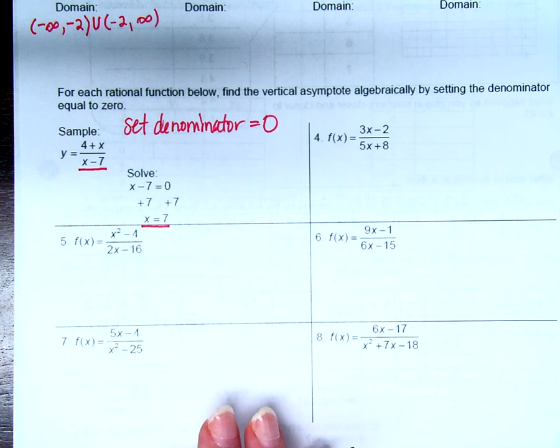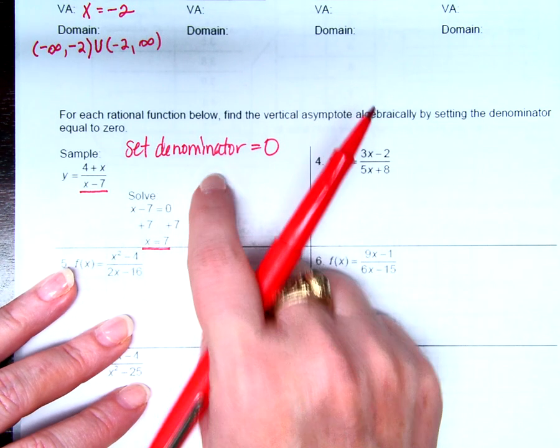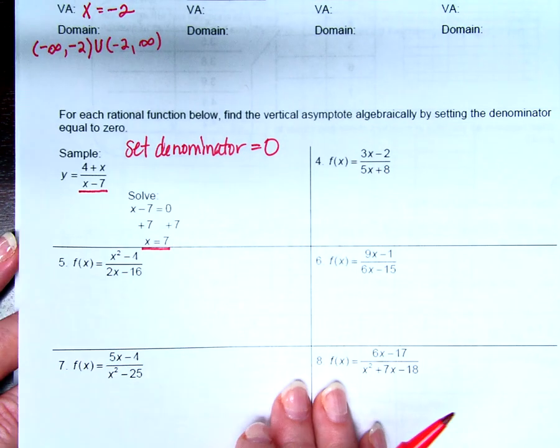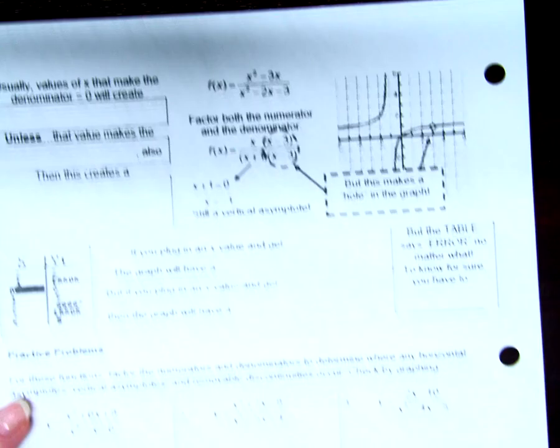Okay, so to find horizontal asymptotes, what do we do first? We look at the exponents, right? To find vertical asymptotes, what do we do first? Set the denominator equal to 0. Everybody okay so far? Okay, now look at the last worksheet, please, that I gave you.